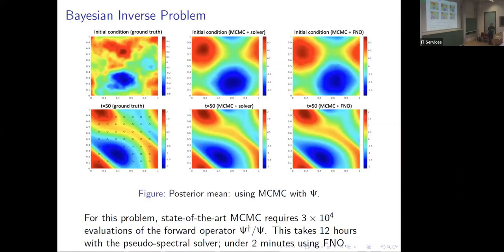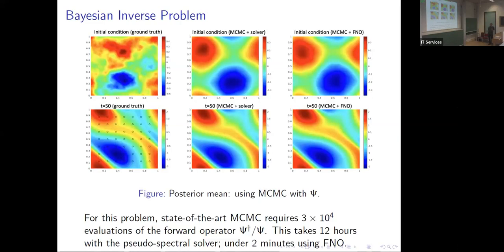That's like inverting the heat equation. It's a difficult inverse problem, and hence regularized by probability, and hence the solution is a probability distribution, which explains why so many evaluations of the forward model are required. Key point is this, that using standard pseudo-spectral method, which is already pretty good, as you all know, this takes 12 hours.